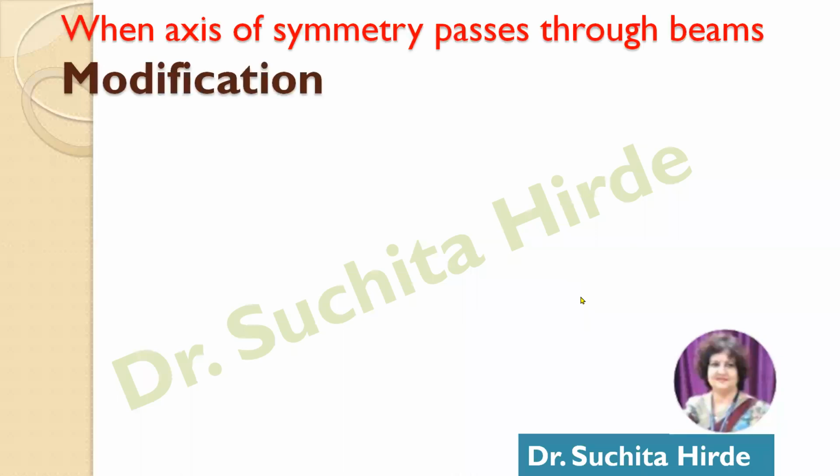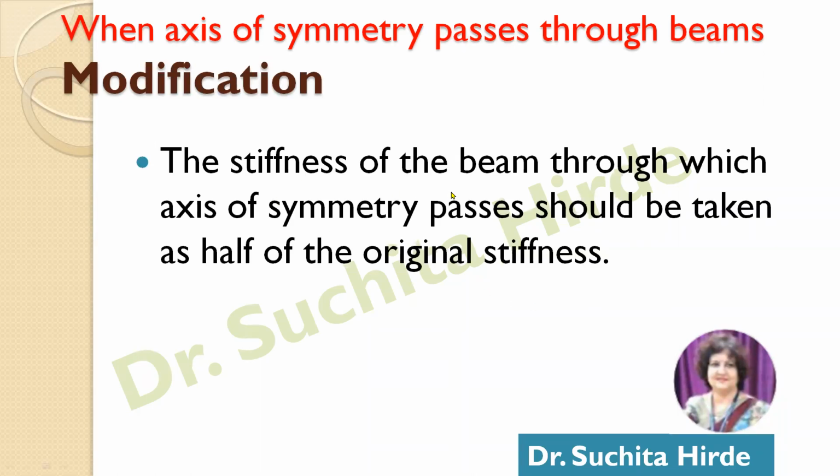So when the axis of symmetry passes through beams, we have to make two modifications when we analyze the frame using the moment distribution method. First, the stiffness of the beam through which the axis of symmetry passes should be taken as half of the original stiffness. That means if the length of the member is L and moment of inertia is I, then we have to take half of I by L. Don't make the length half, but make the total stiffness half. So the stiffness of the beam through which the axis of symmetry passes should be taken as half of the original stiffness.